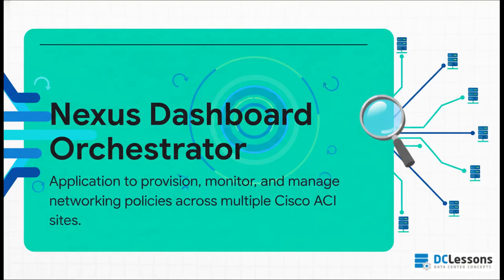And that right there is where NDO comes into play. It acts like a centralized brain that sits on top of all the individual site controllers. It gives you that single place to go to provision, to monitor, and to manage policies across all of your Cisco ACI sites. What this really means is you can define a policy one time, and you can be sure that it's enforced the exact same way everywhere, which completely gets rid of that dreaded configuration drift between your data centers.